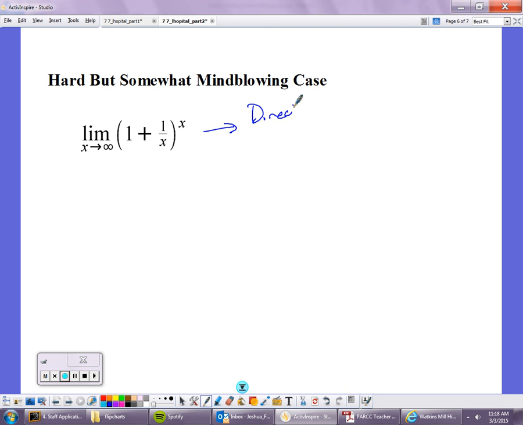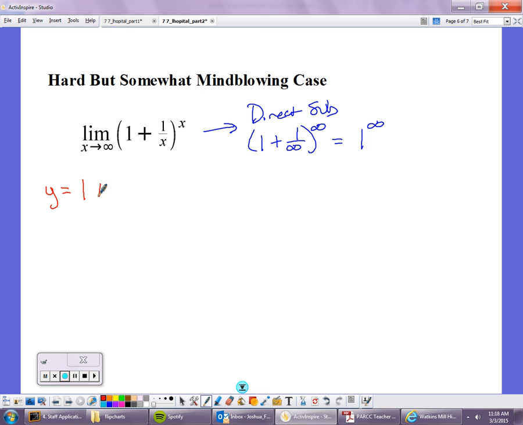Let's see. I get 1 plus 1 over infinity to the infinity power. So I get 1 plus 0, or 1 to the infinity power. Okay, if you know what that is, again, you know more than I do. You might think, well, it's just going to be 1 because 1 times 1 no matter how many times, but it doesn't really work out that way. And what we're going to do is we're going to do this.